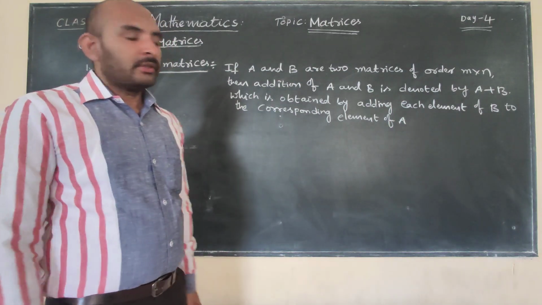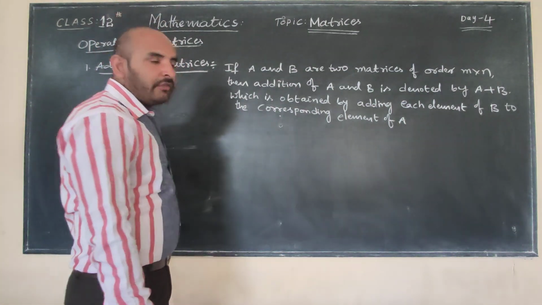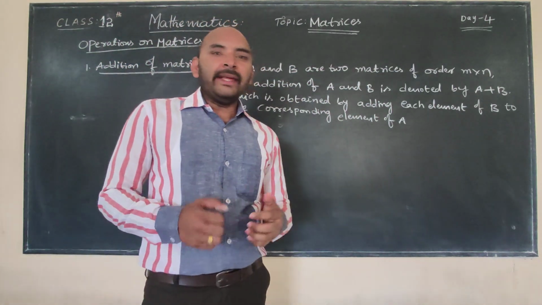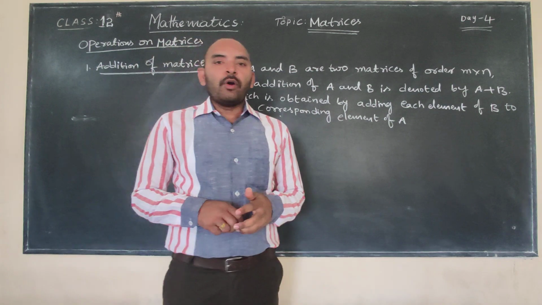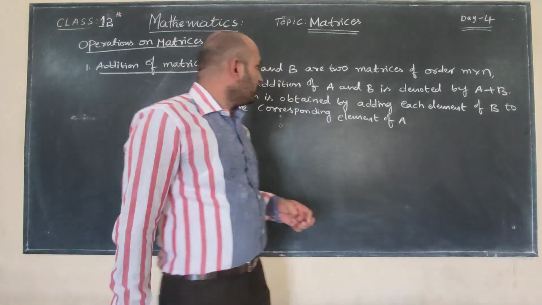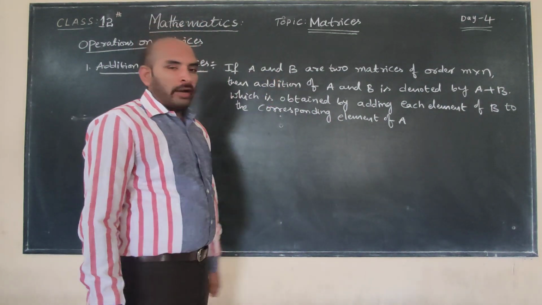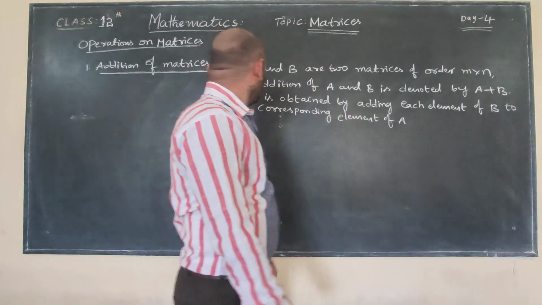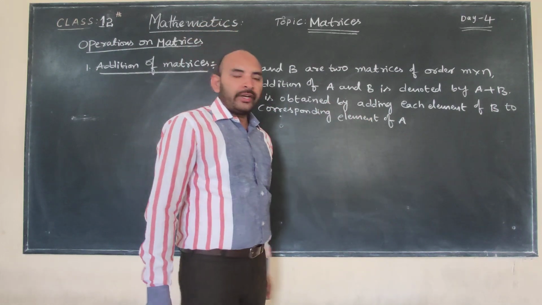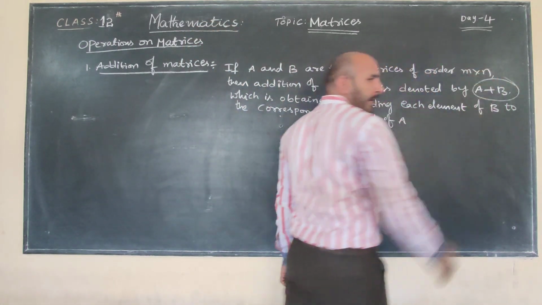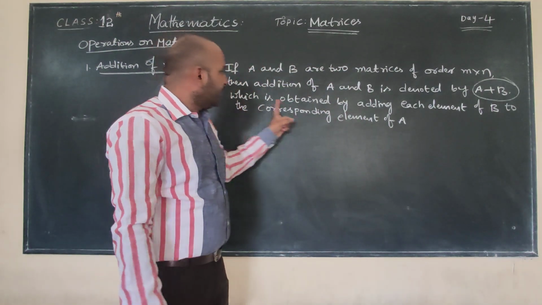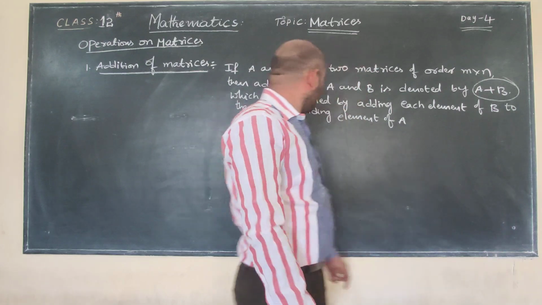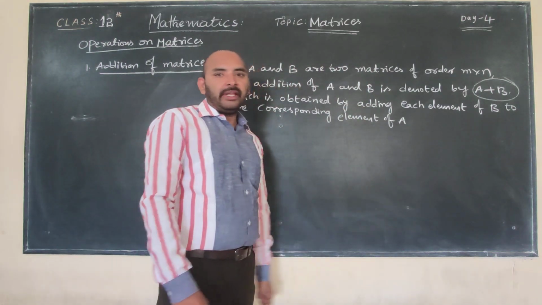So the first concept is addition of matrices. How to add two or more matrices. If A and B are two matrices of order m cross n, then the addition of A and B is denoted by A plus B, which is obtained by adding each element of B to the corresponding element of A.